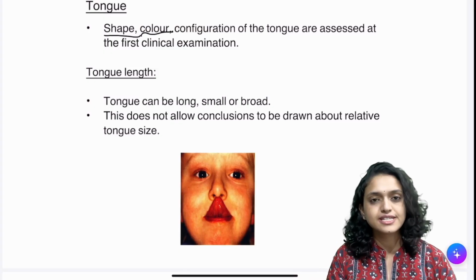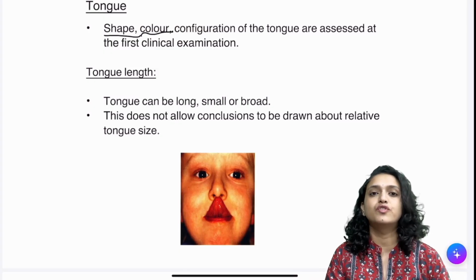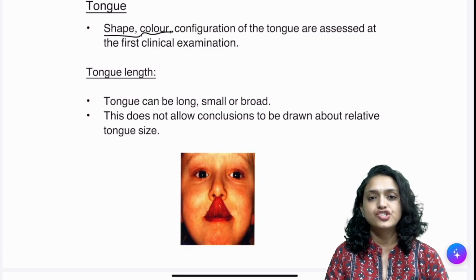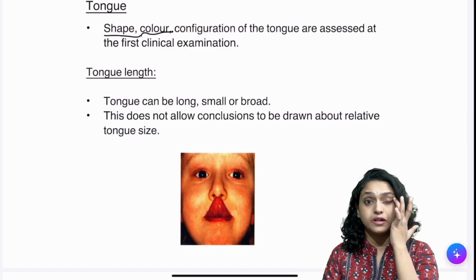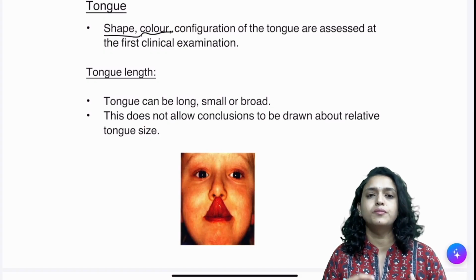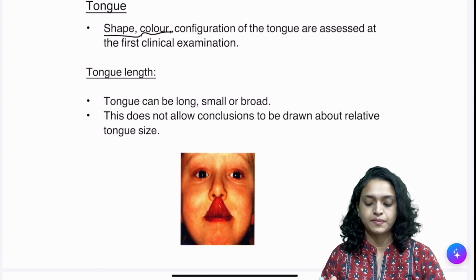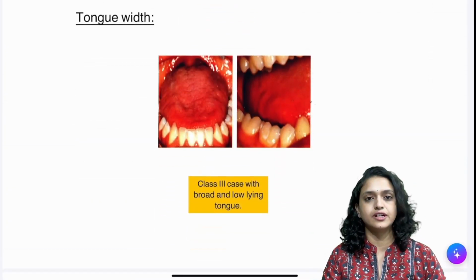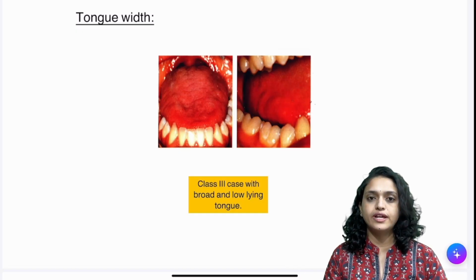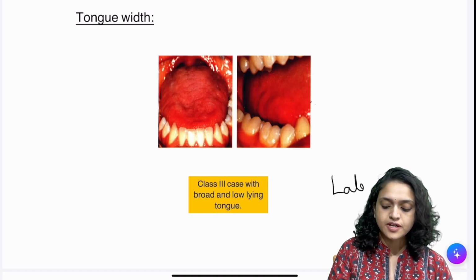So first in clinical examination, like it's mentioned, you have to look at the color and the shape of the tongue. Next, the length of the tongue. Why is it important? Length of the tongue generally does not much affect the orthodontic treatment, but a larger size of the tongue, as you can see in this, particularly when it is low lying, can cause something called a lateral open bite.